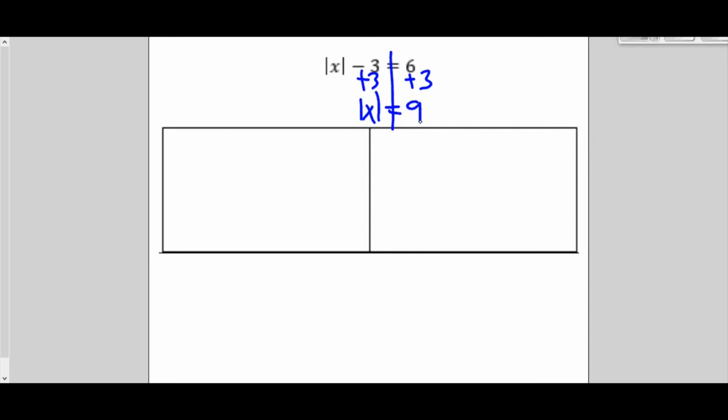And now you create your two equations. Before you go creating your two equations, you need to first get the absolute value by itself. Now the absolute value of x is all by itself. So I can create x equals 9 or x equals negative 9. Those are my two solutions for that one.